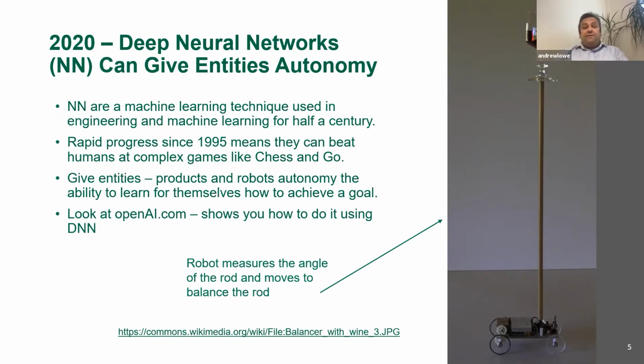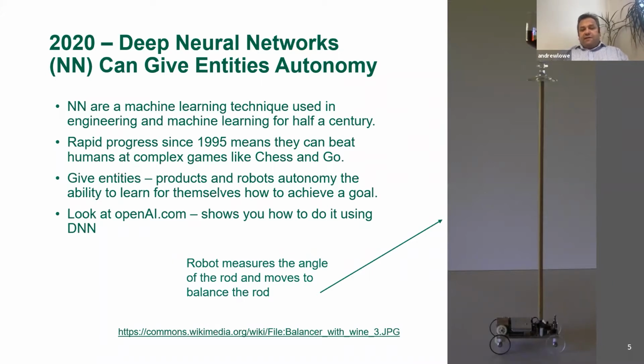So now we think about smart cars, smart houses, smart cities. So the neural network, which we can now use in 2020, is a machine learning technique. It's had rapid progress since 1995. So rapid, in fact, that we can learn how to play chess or Go in a matter of hours and beat world champions at it. That's how sophisticated they've become.